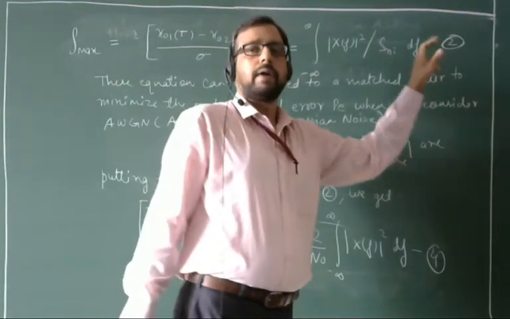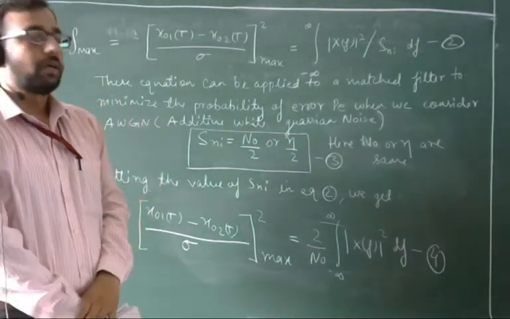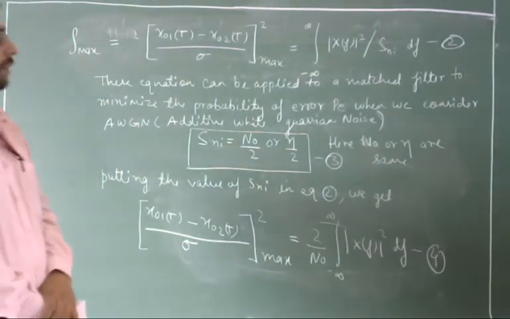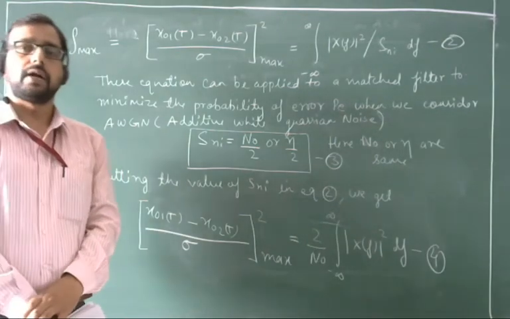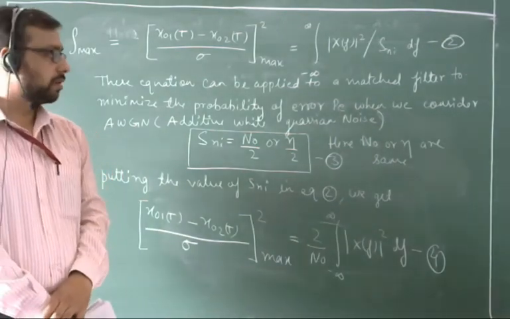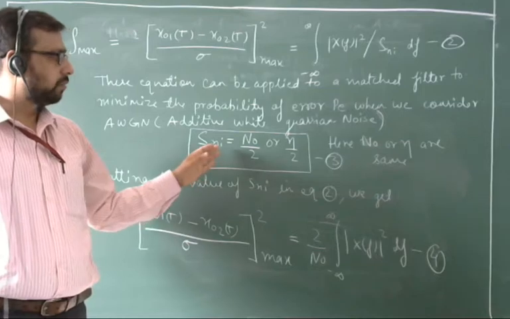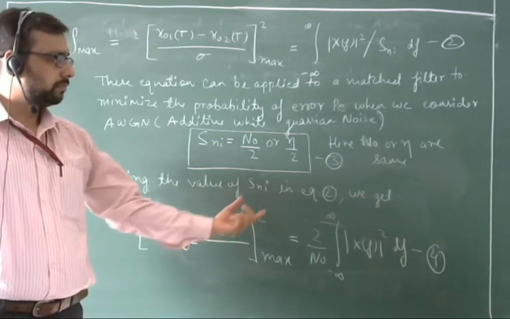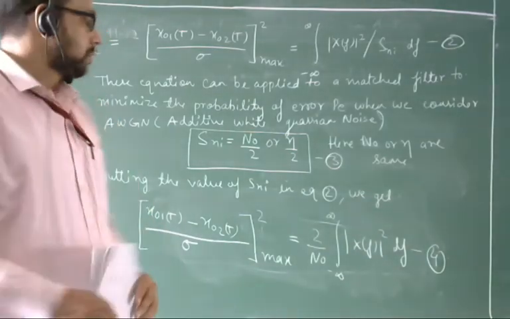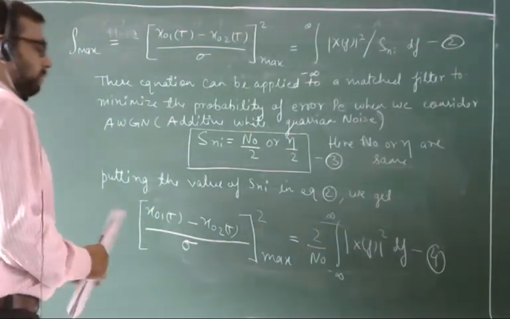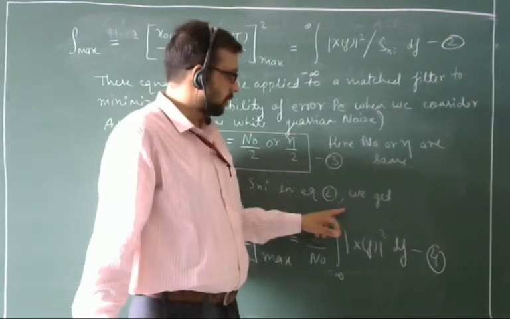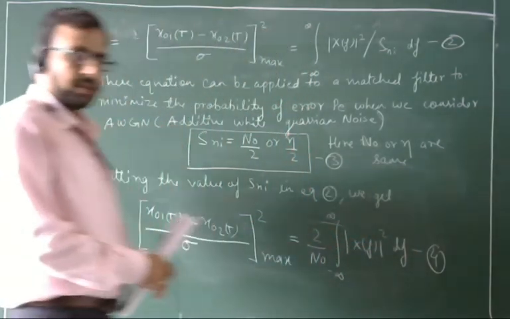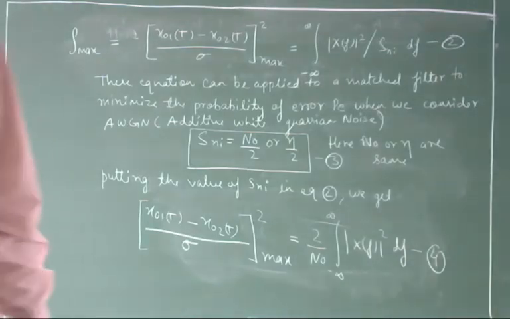Okay, so the next line, we have placed the values by using the matched filter to minimize the probability of error. Here we are using the additive white Gaussian noise, and according to that we place the value of SNI equal to N naught by 2, and we get the equation like that. Now after that, first of all we have to calculate this quantity by using the Parseval theorem.